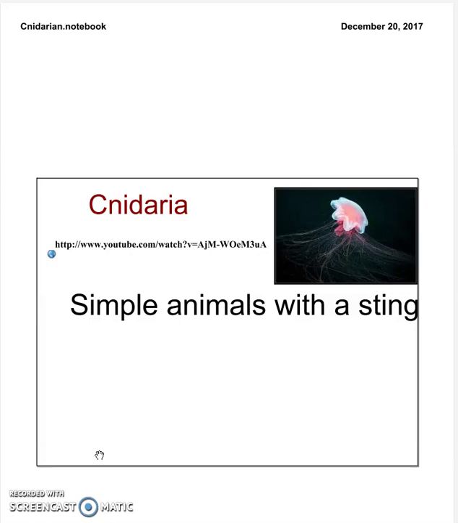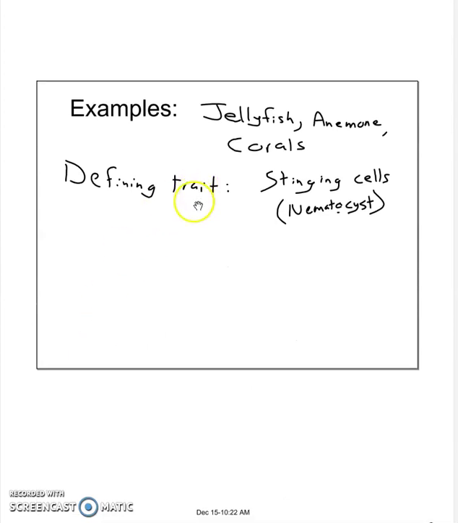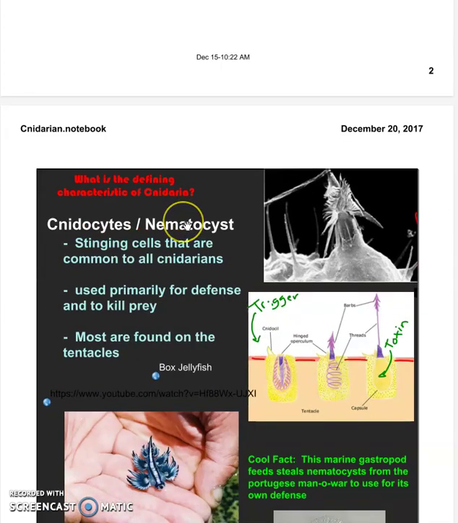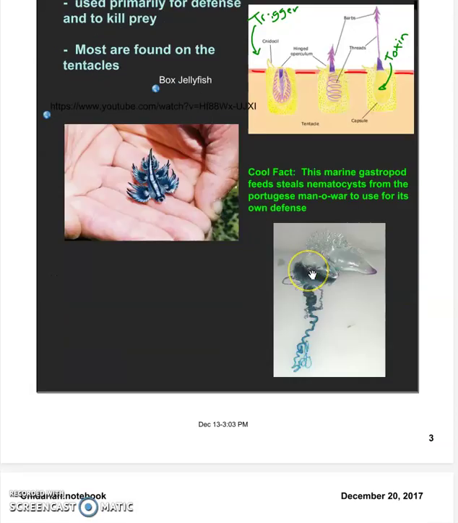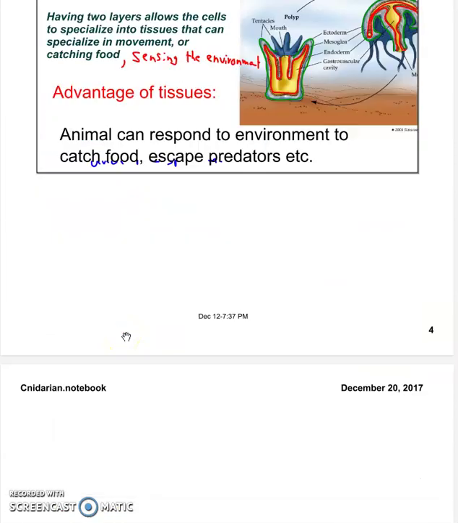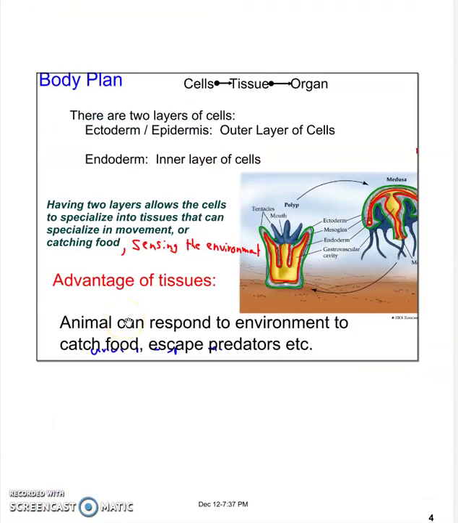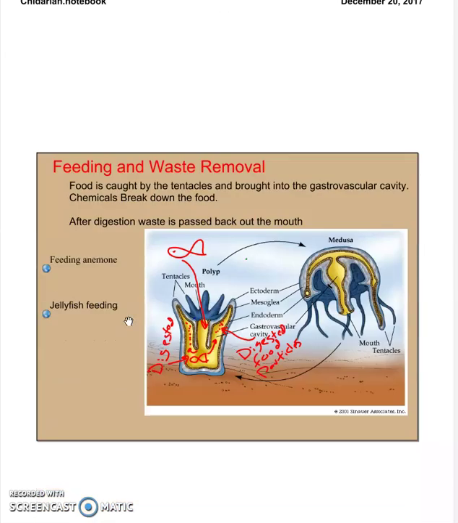This is in your notes folder. We took most of these notes on Tuesday. We talked about the defining traits and examples of Cnidaria. Talked a little bit about cnidocytes or nematocysts and how those stinging cells work, those specialized stinging cells that define that group. We talked a little bit about their body plan, how they have two layers of cells, and those layers became tissues that allow them to be specialized and carry out specialized functions like movement and sensing the environment. We talked about how they feed and how they remove waste.